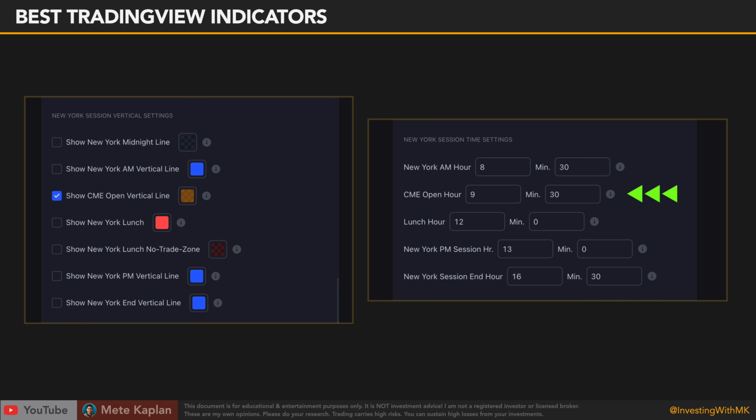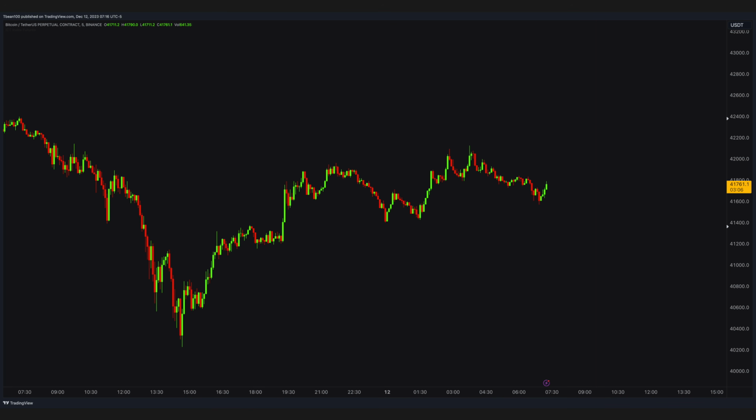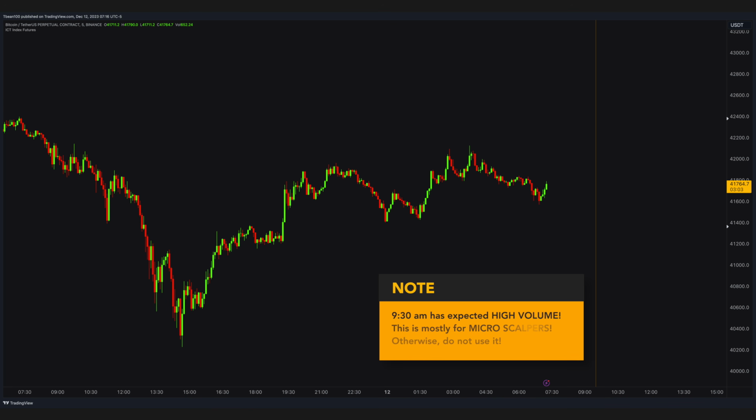That's it. I only use this indicator because I did not have a simpler one. If you have a better and much smaller indicator, please let me know about it. I will switch to that one. It only draws me a vertical line on the chart and shows me the 9:30 a.m. New York open, when I expect much higher volatility and volume on the market.